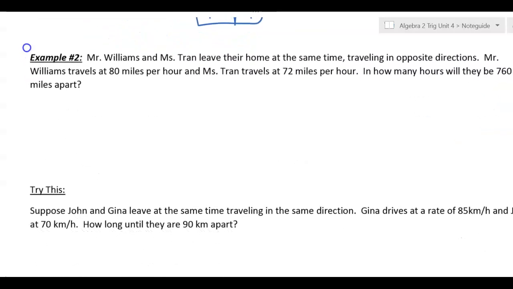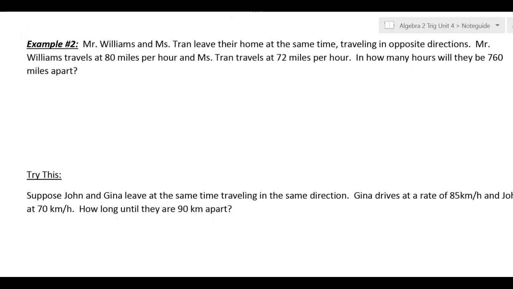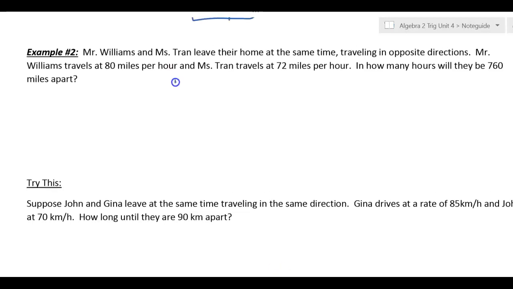So try to understand that we know you might not calculate this in real life, but you may use this in a different application later on. So Mr. Williams and Miss Tran leave their home at the same time, traveling in opposite directions. So I'm going to make myself a little picture. It might seem silly, but it will help me kind of understand what I have to do. So Mr. Williams and Miss Tran leave their home same time, going in opposite directions. Mr. Williams travels at 80 miles per hour. Miss Tran travels at 72 miles per hour. And how many hours will they be 760 miles apart.